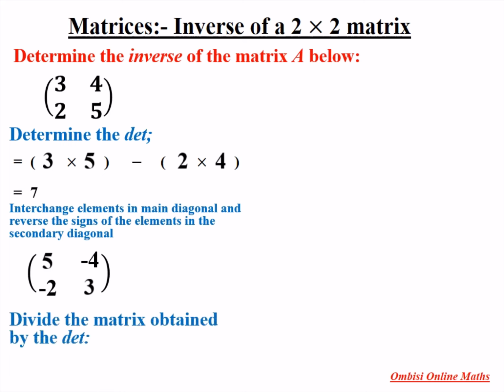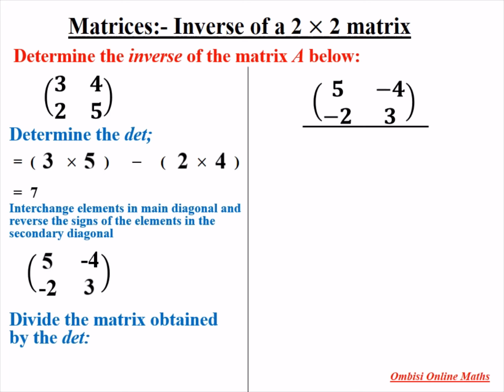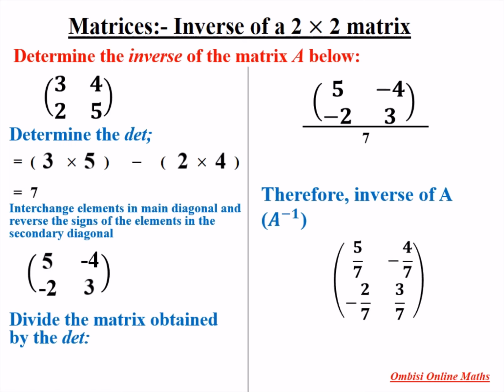Now, after this, you have a new matrix. You take the matrix obtained and divide it by the determinant. So take the matrix obtained after reversing and interchanging: 5, -4, -2, and 3. Each element is divided by the determinant: 5 divided by 7, -4 divided by 7, -2 divided by 7, and 3 divided by 7. This translates to finding the inverse of that matrix, which can be written A inverse, and this is 5/7, -4/7, -2/7, and 3/7. Those are the steps followed in determining the inverse of a matrix.